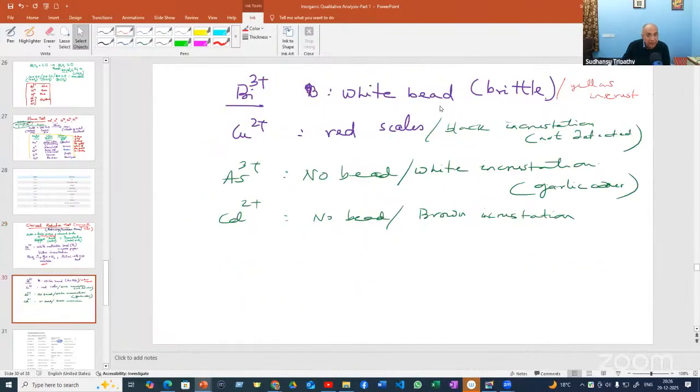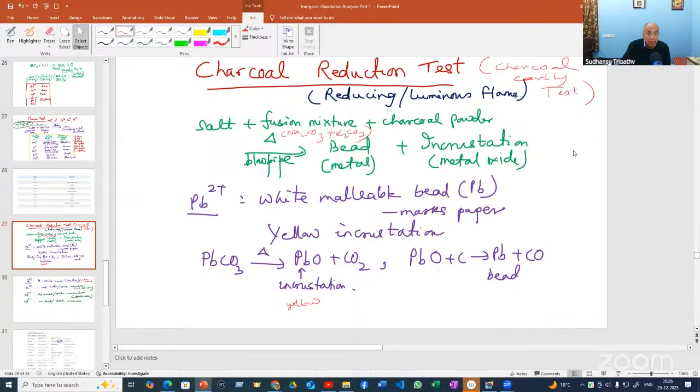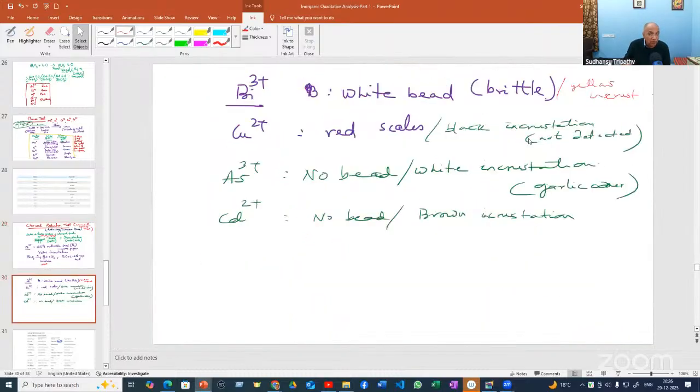Bismuth will give a white bead, the same but brittle. The only difference is that it will not mark paper. So lead and bismuth compete and confuse. The difference is very simple: hammer it, and the bismuth metal will break down, but lead is malleable.